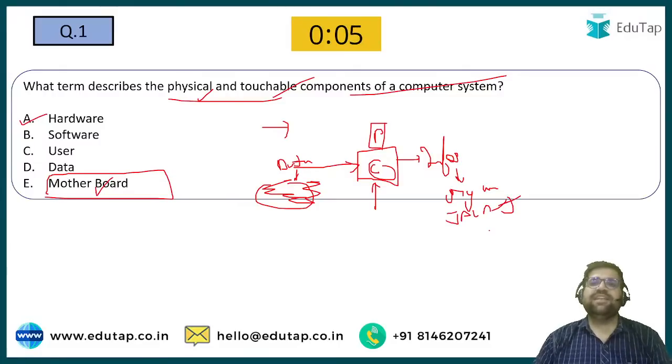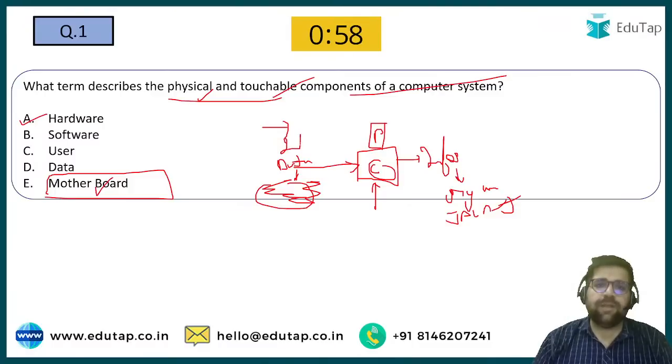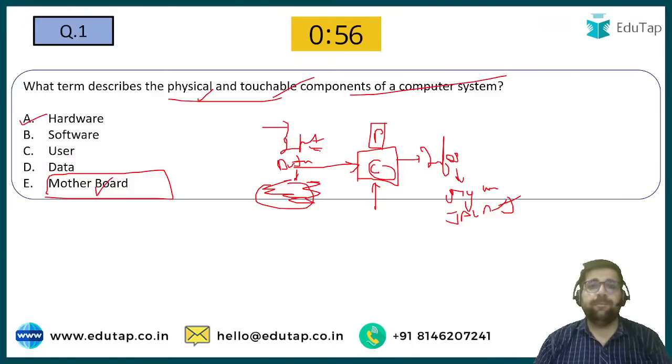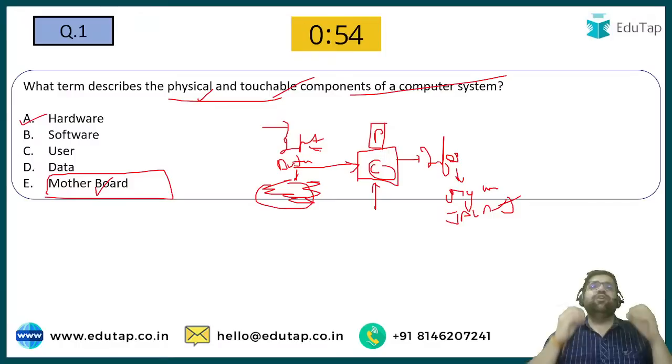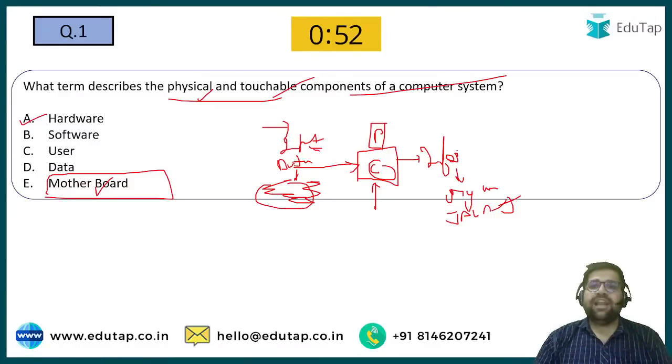So this is the basic of the computer, which you have to remember: the computer is that particular machine which converts data into information. Now data is an input. Remember this too, data is an input. Input means something you are feeding to your computer. And information is just your output.